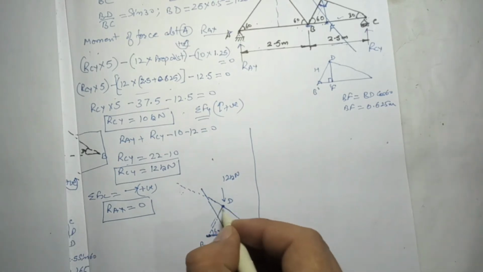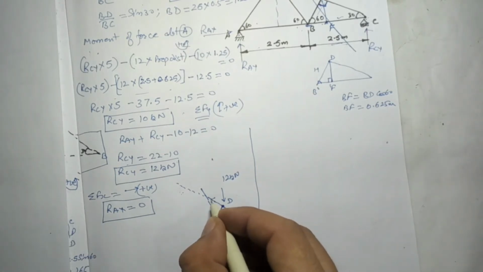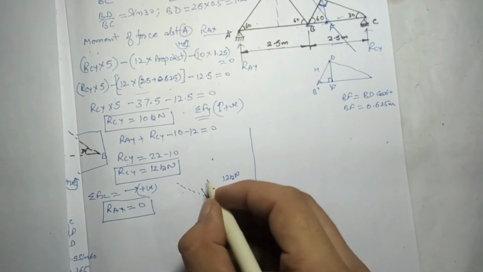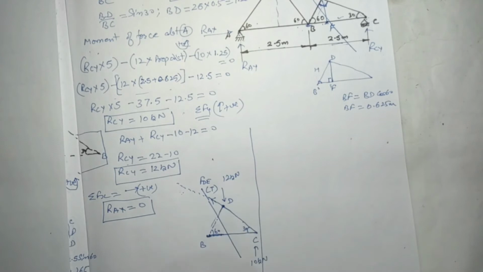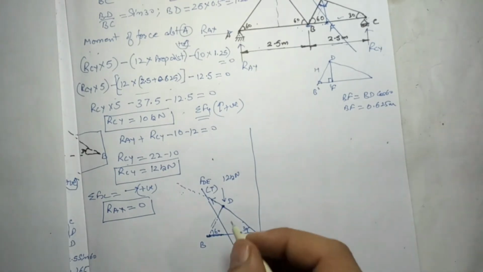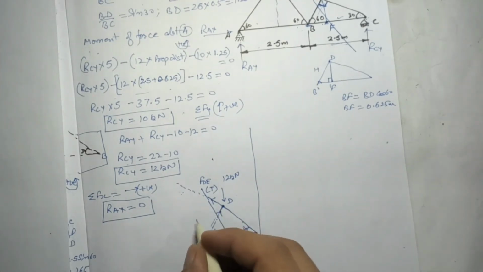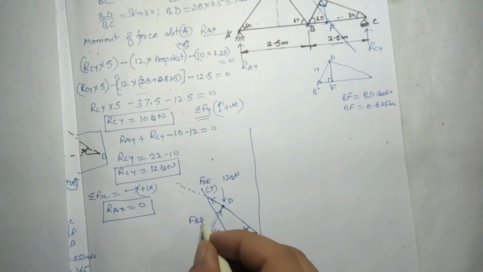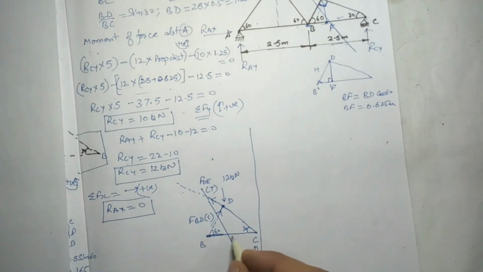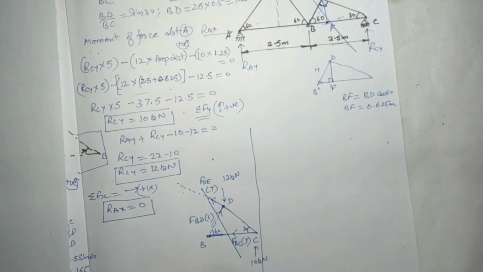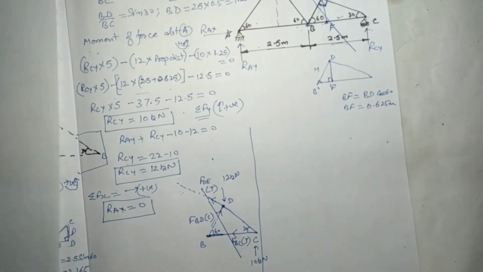So let's say in this I am taking this as tensile. So I am saying FDE is tensile, and I am taking FBD. So this is FBD, I am taking it as a compressive force. This is the assumption. And FBC, which we have to find out. Let's say I have taken FBC as a tensile force. This is the assumption. Now we will find out.